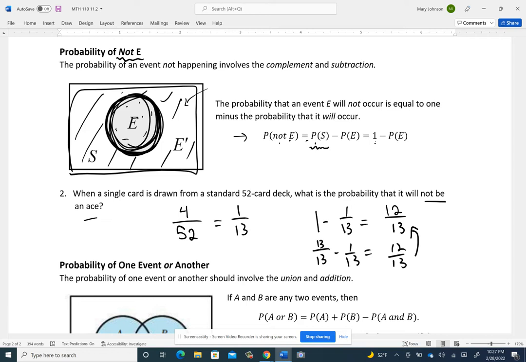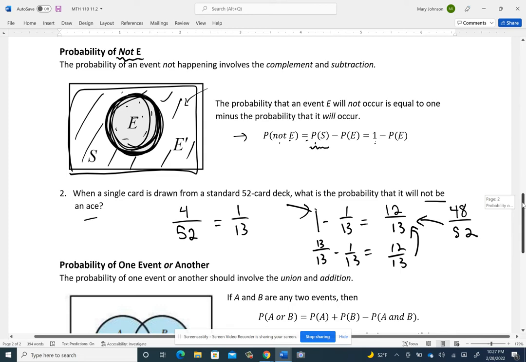Okay, now you could have just thought, well, there's 52 cards, 4 of them are aces. You could have thought, okay, so there'd be 48 other cards other than aces out of the 52. And then simplify that by dividing by 4 top and bottom, and you'd also come up with that. Okay, but this idea right here is very helpful. Knowing that you can do 1 minus the probability the event will happen kind of helps. I use it a lot.